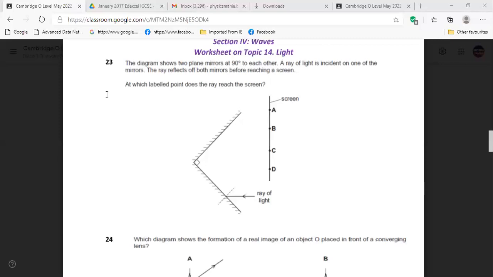Mahi, yes, sir. You are aware of the law of reflection? Yes, sir. I know it. You know it. Okay, so that law of reflection you have to apply here. They asked you at which labelled point the ray reaches the screen. Then you will get that point accurately.